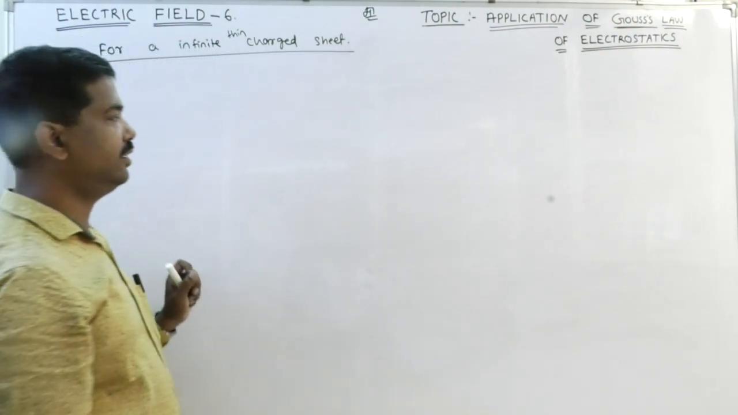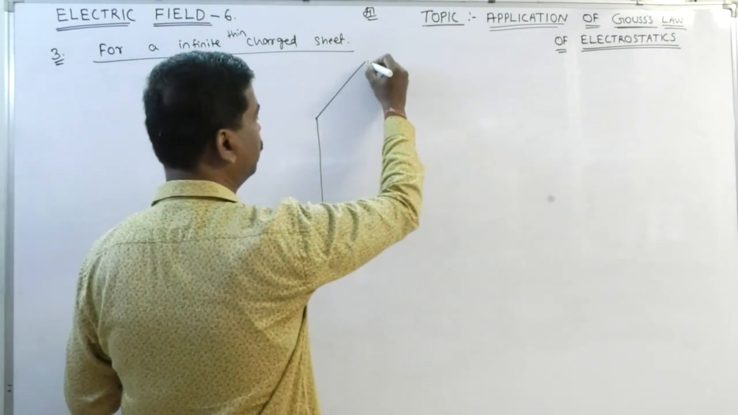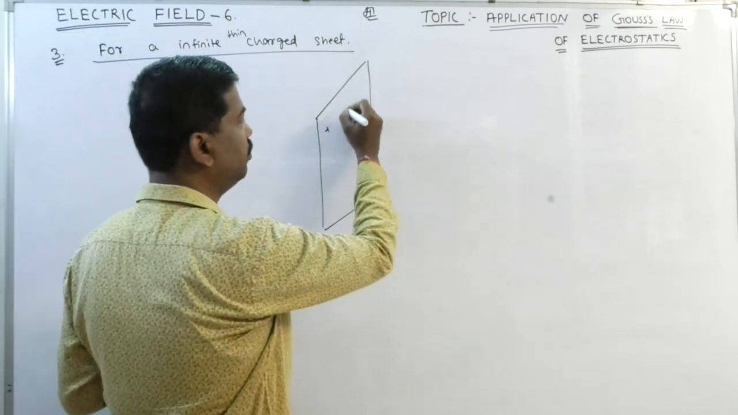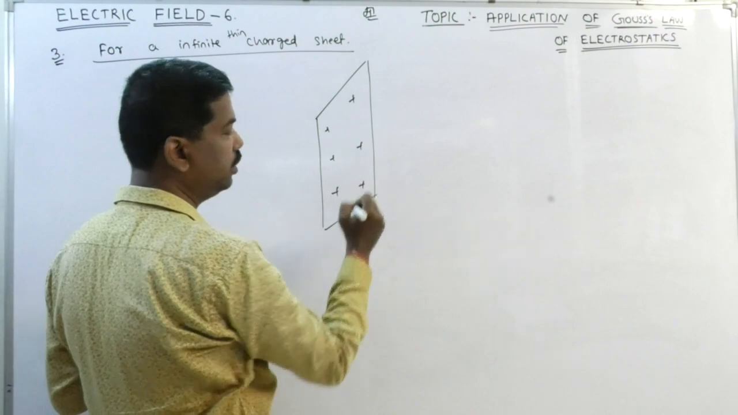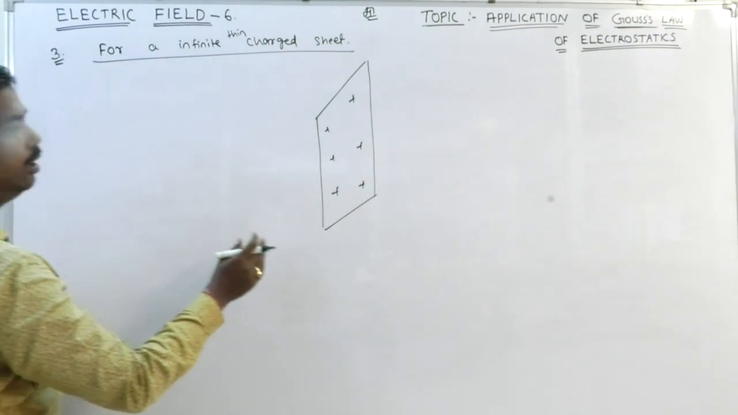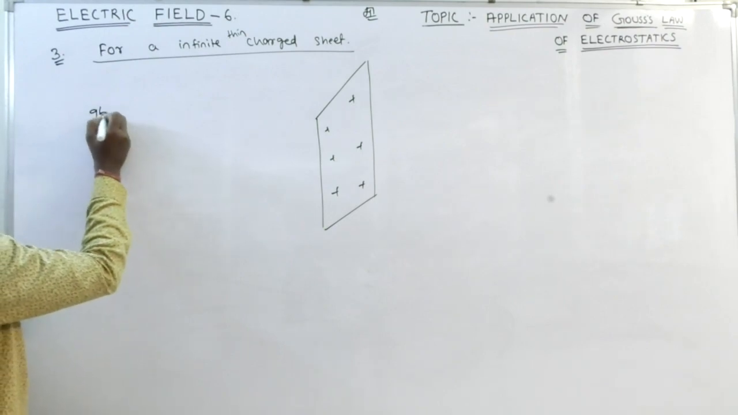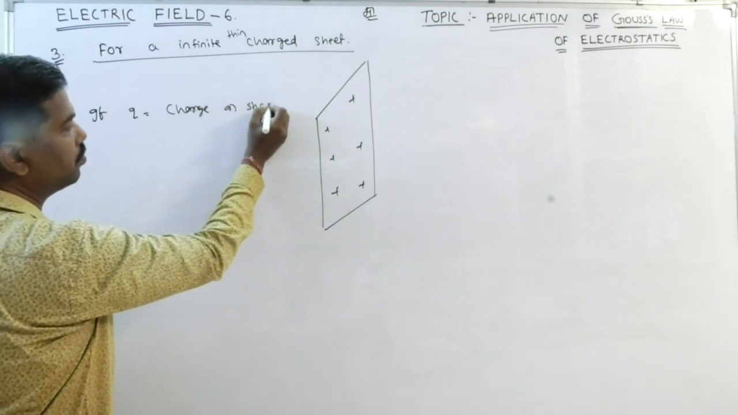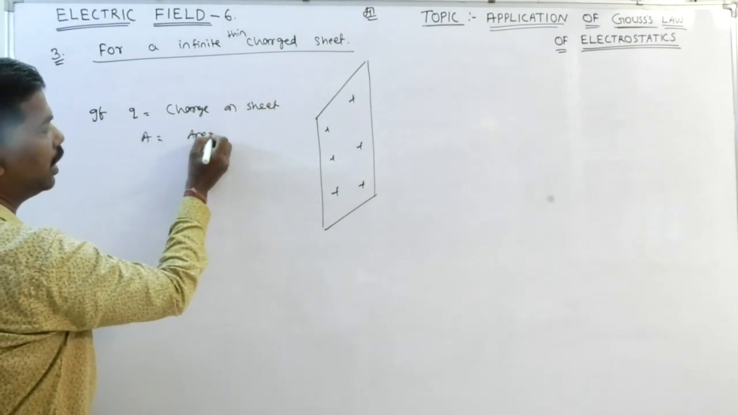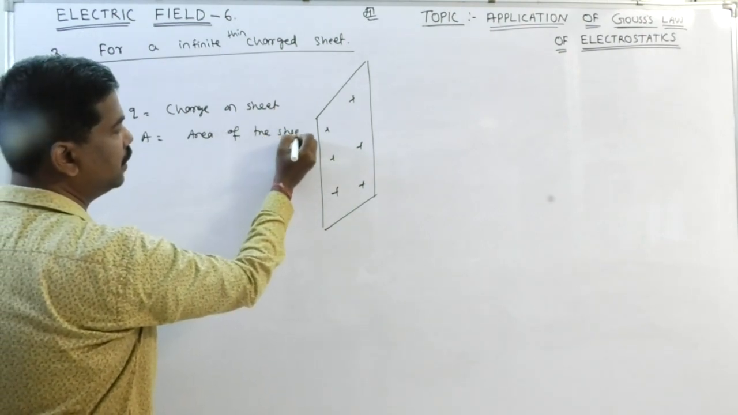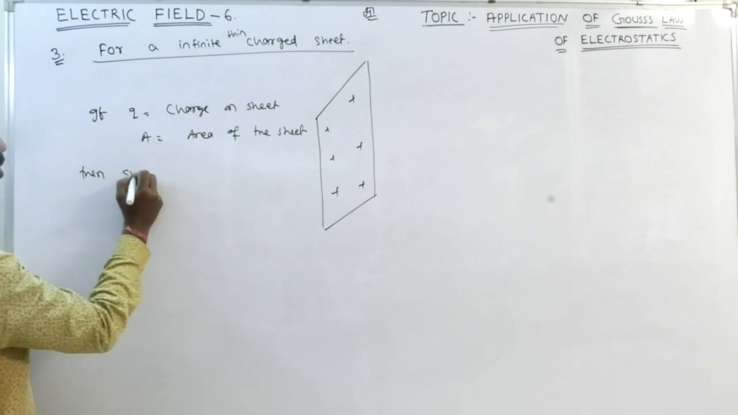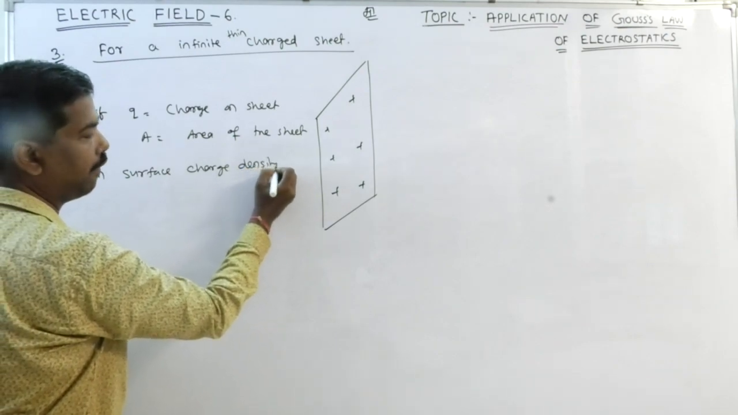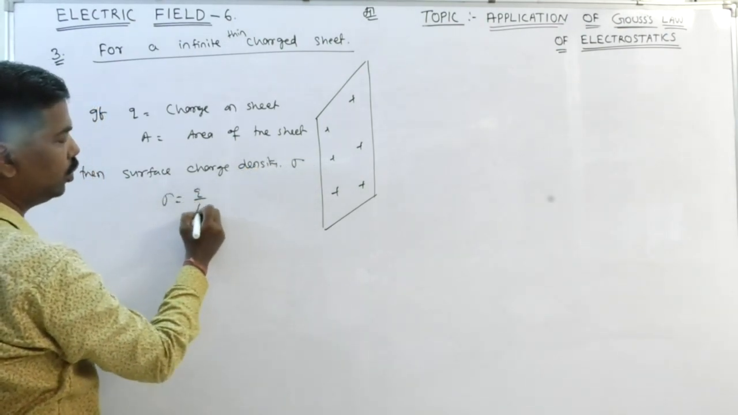Now, for an infinite thin charge sheet. Let us imagine I have taken a charge sheet. Let it be charged with charge Q. If Q is equal to the charge on the sheet and A is equal to the area of the sheet, then the surface charge density sigma is equal to Q by A.